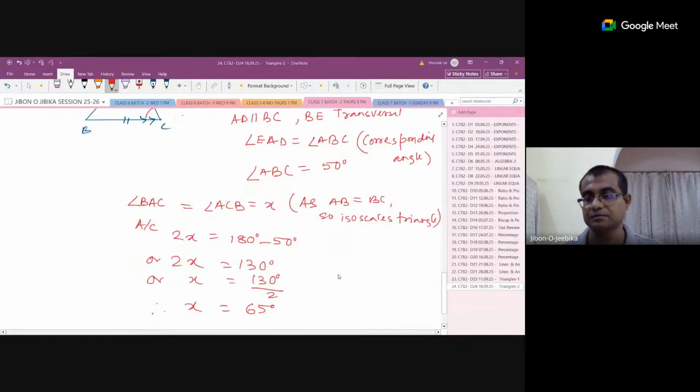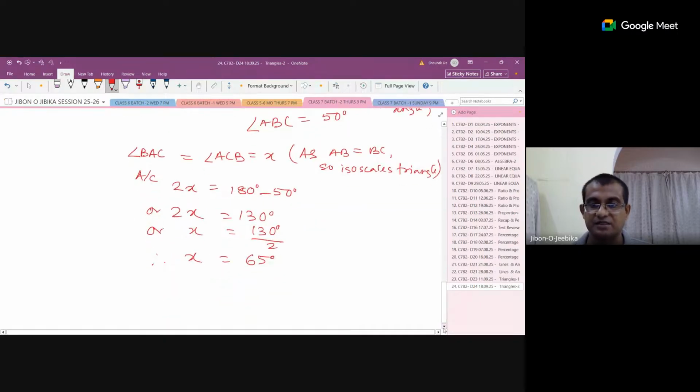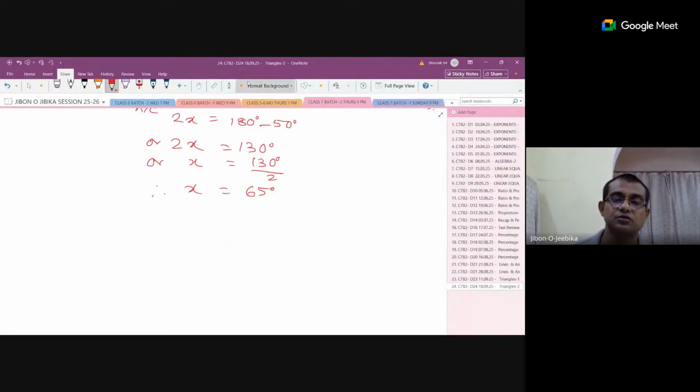Clear, everyone? Got it? Step by step. Very simple sums. These are not something critical. Okay, now do this another. Now I'm giving you few sums which are combination of parallel lines and triangles, because we have already known about parallel lines. We have done enough sums.